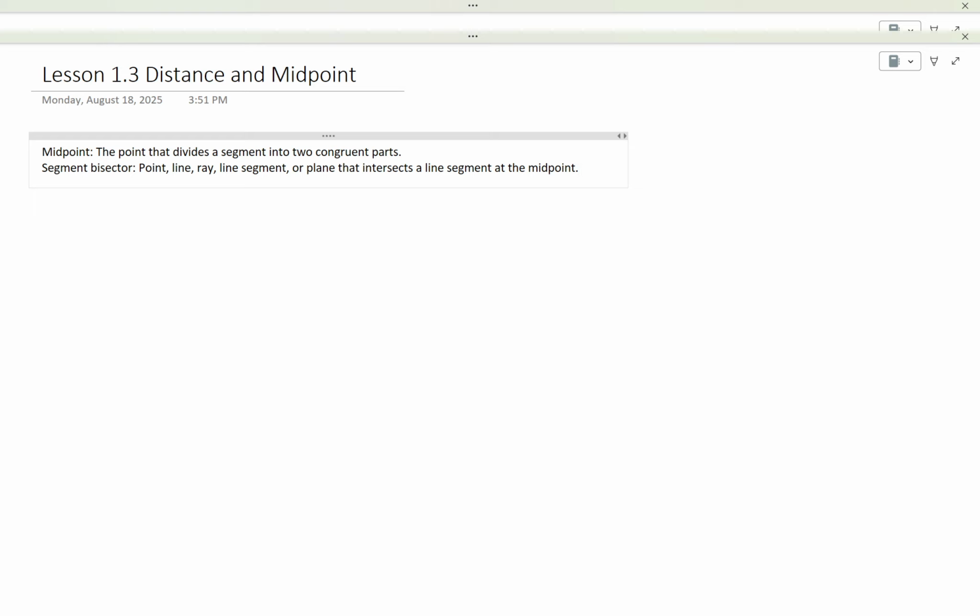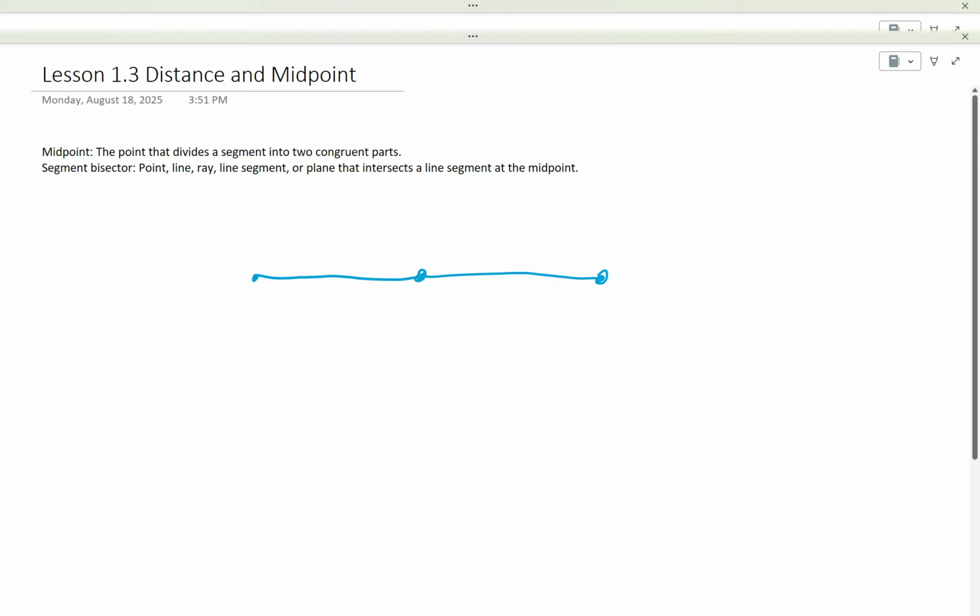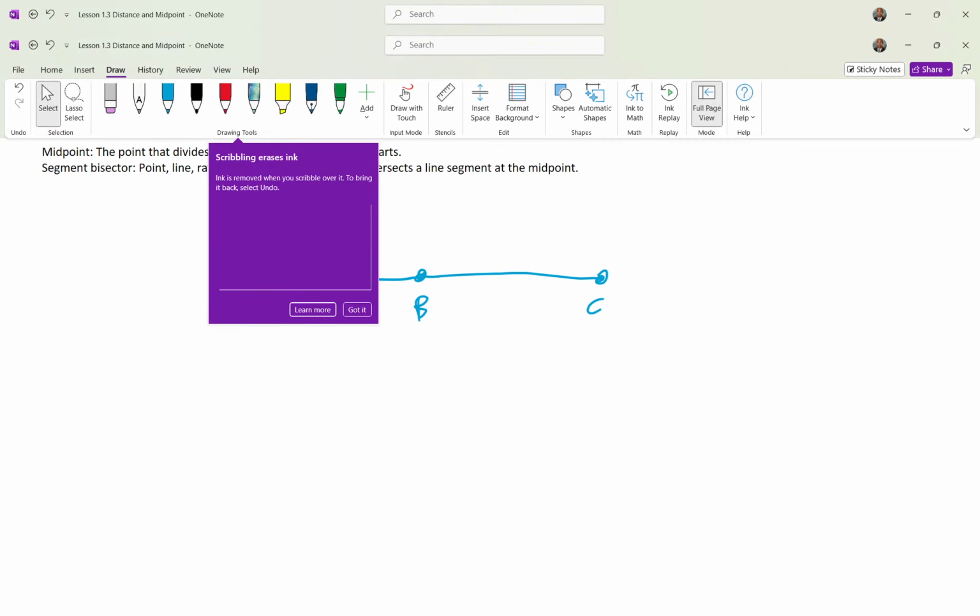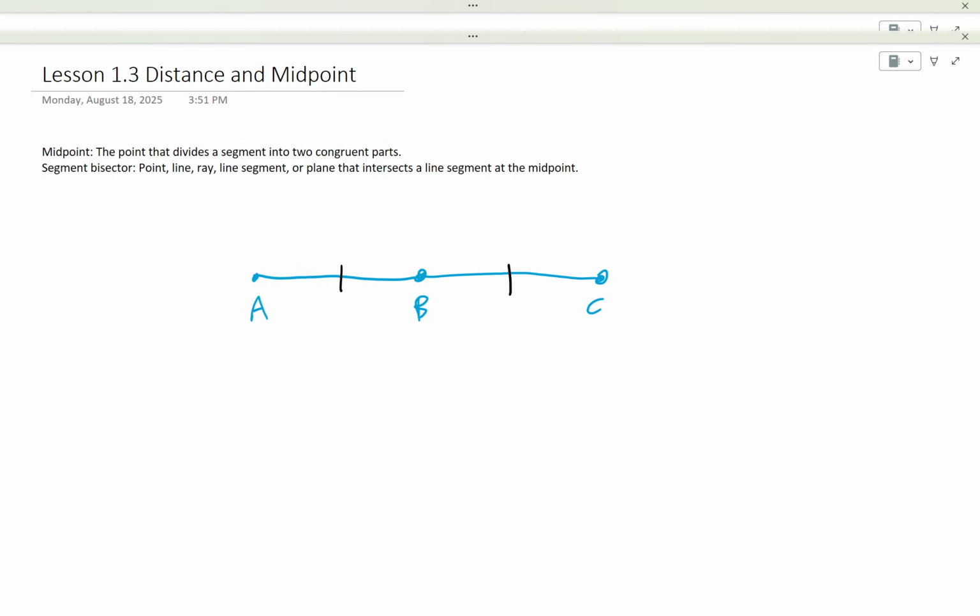So let's go ahead and actually draw that up for you real quick. Here's what this will look like. We have a line segment, and I'm going to refer to this as A, B, C. So I have line AC with B in the middle of that. The way that we denote that it is congruent is by using a tick mark. We can use a single tick mark or a double tick mark. This tick mark would mean that AB is congruent to BC, and we don't write the word congruent.